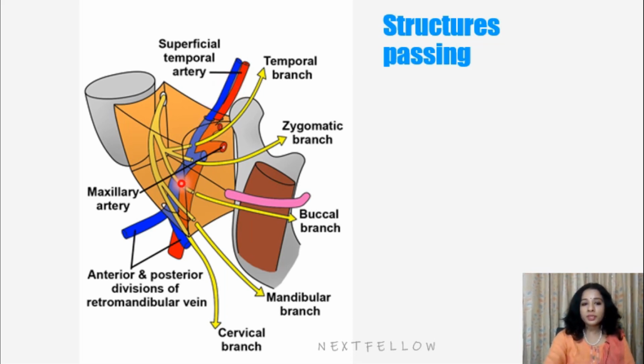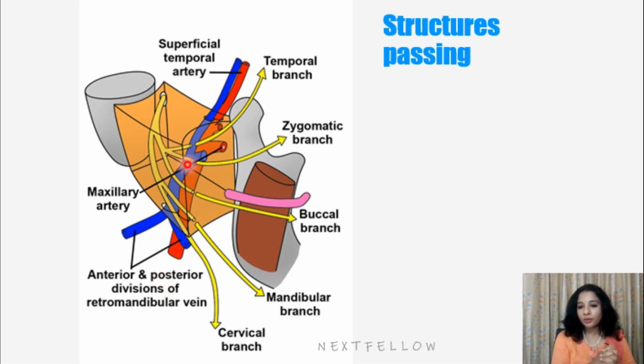And we can appreciate the retromandibular vein, which is formed within the gland by the joining of the superficial temporal vein and the maxillary vein. So the maxillary and superficial temporal veins join to form the retromandibular vein. As it reaches the lower part of the gland, it divides again into two divisions, an anterior division and a posterior division. So these are the three structures which are present in the gland.